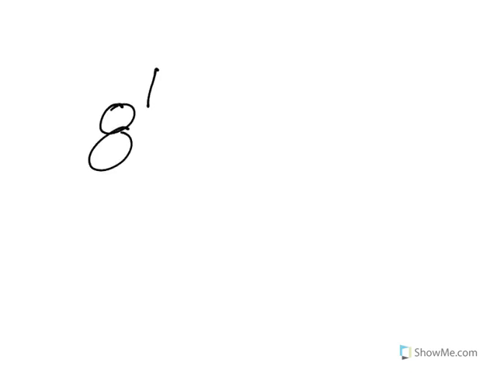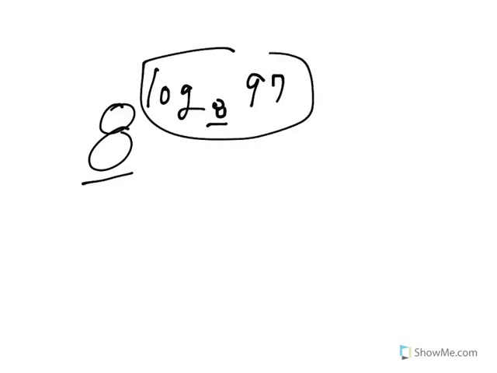Another question I find kind of interesting, something like this. Notice how this number and this number match up. 8 to the log base 8 of 97. Well, I don't know what log base 8 of 97 is. I know it's somewhere around 2 point something, because log base 8 of 64 is 2, and 8 to the third is a lot bigger than 97. Maybe it's 512. So it's 2 point something.